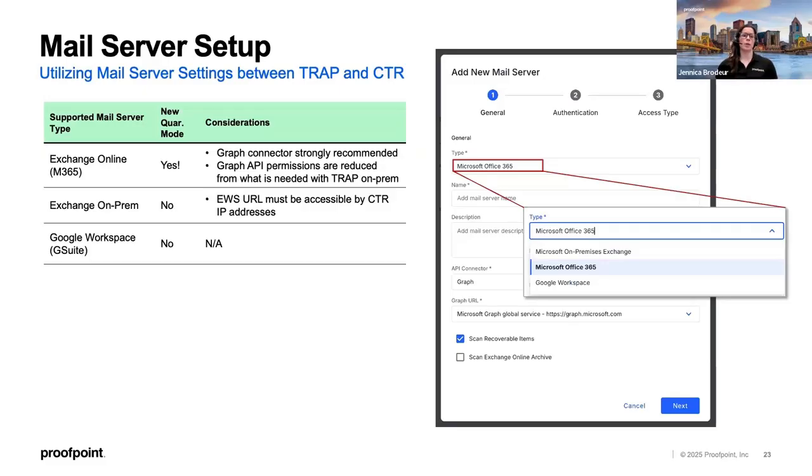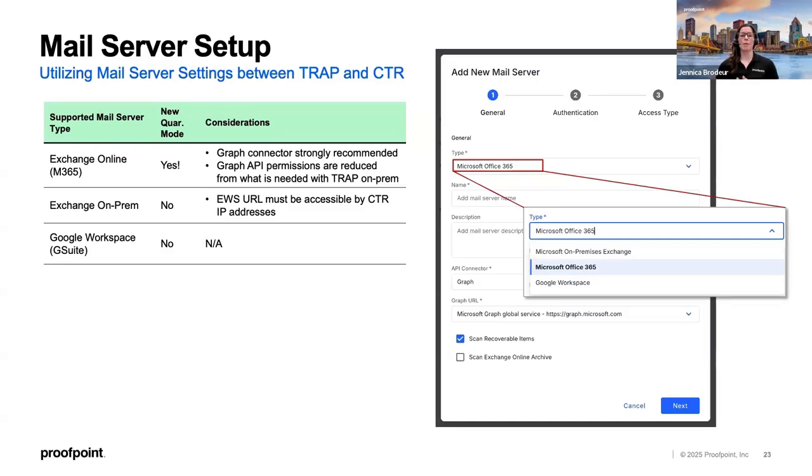The other big considerations for Exchange Online relate to the Graph connection. So we do strongly recommend using Graph API as your connection type in Cloud Threat Response for Exchange Online. First and foremost, because Exchange Web Services is planning to be deprecated for Exchange Online in October of next year. So we want to make sure that you have the latest and greatest and don't run into any issues with all the work that you've done next year if you choose to go with EWS.